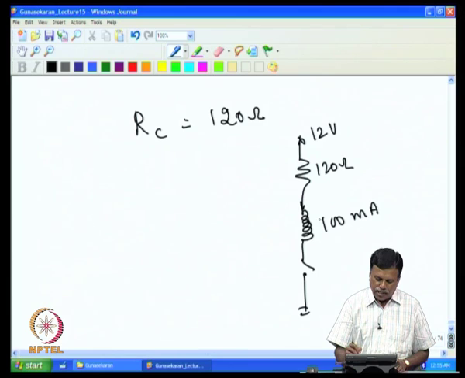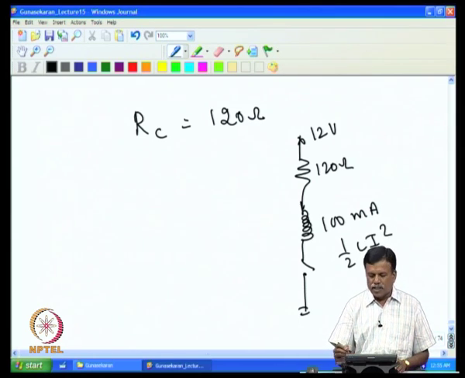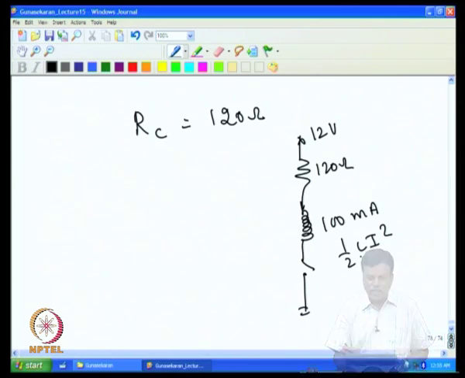There is a current flowing through the coil, and it has an inductance. So, the energy stored in the inductor is half L i square. When current is flowing through that, if you take the inductance, it will be about 40 to 50 milli-henry, and I is 100 milliampere. So, a certain amount of energy is stored in this, and the current is flowing like this.